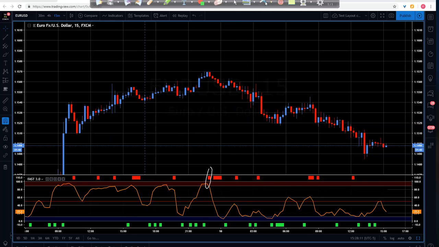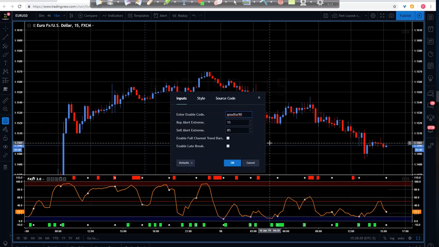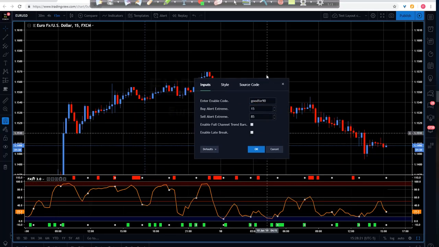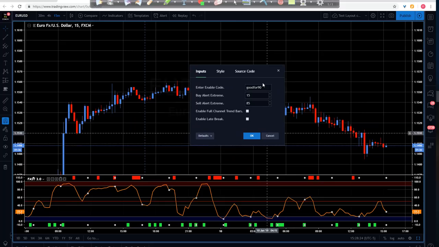So as you see it on the page, we have a couple of things going on. We have the fast indicator itself, and of course, as always, you have the format button, the format panel, where you would enter your enable code. You also can have alerts, and we'll talk about alerts in a minute, where you can set the extremes for this channel. 15 at the bottom, 85 at the top. We want a little time.